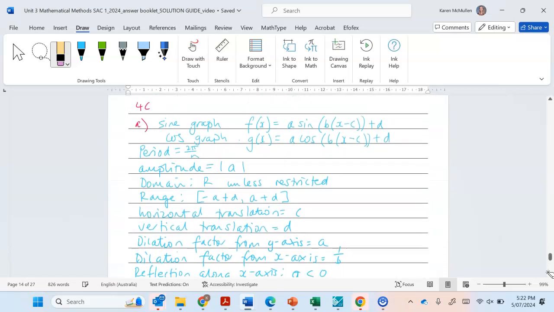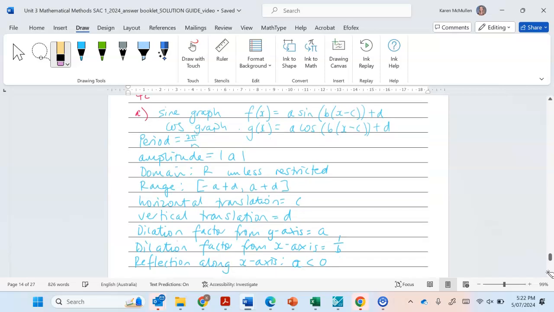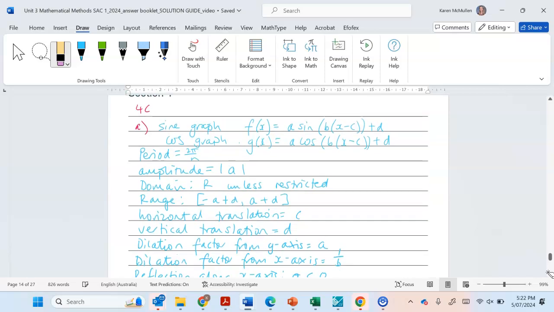Then in 4C, talking about sine graphs and cosine graphs and the transformations. Just like with the exponential and log functions, if you didn't talk about every transformation possible, you lost marks. Some of you just talked about the range being -1 to 1, which it isn't. The range does depend on the amplitude and any translations.